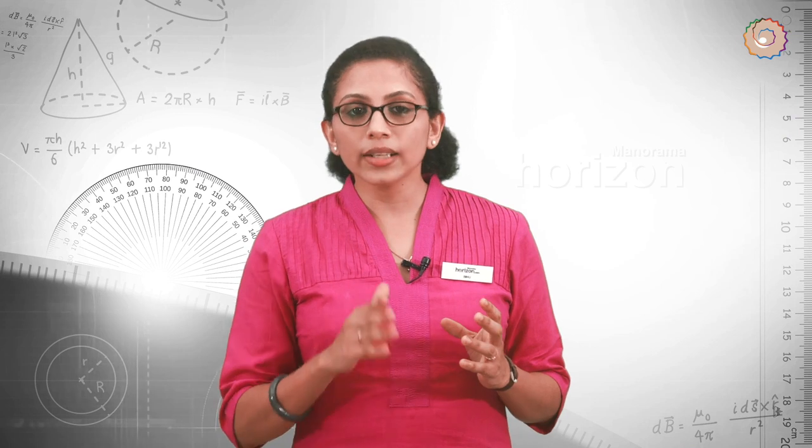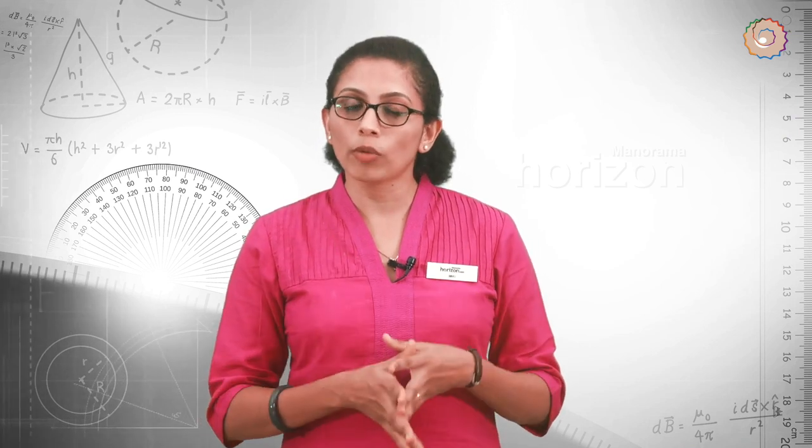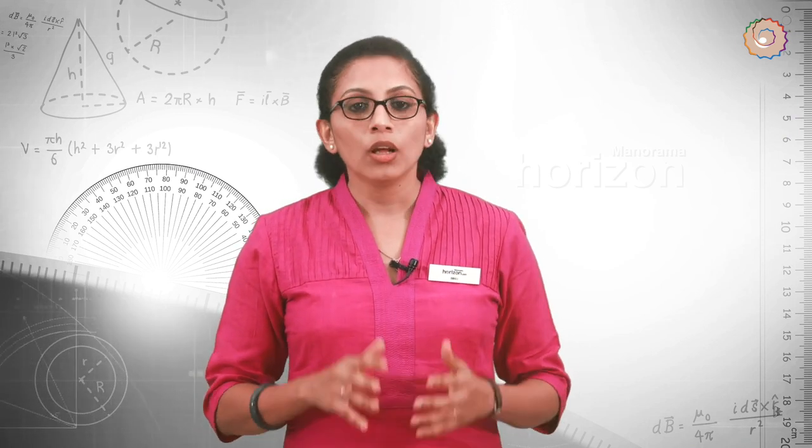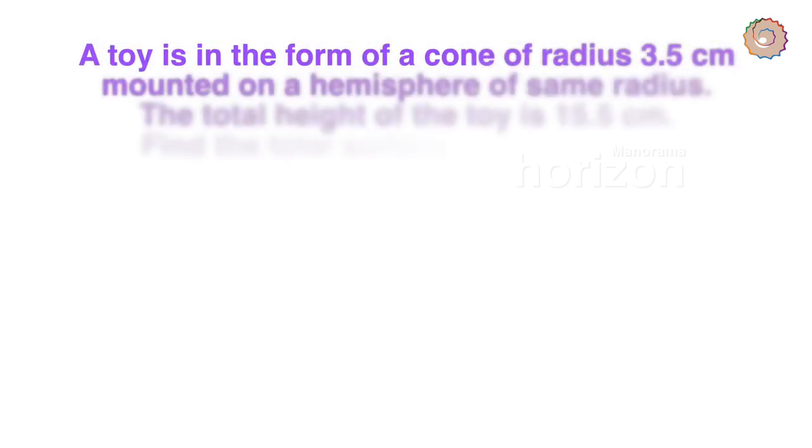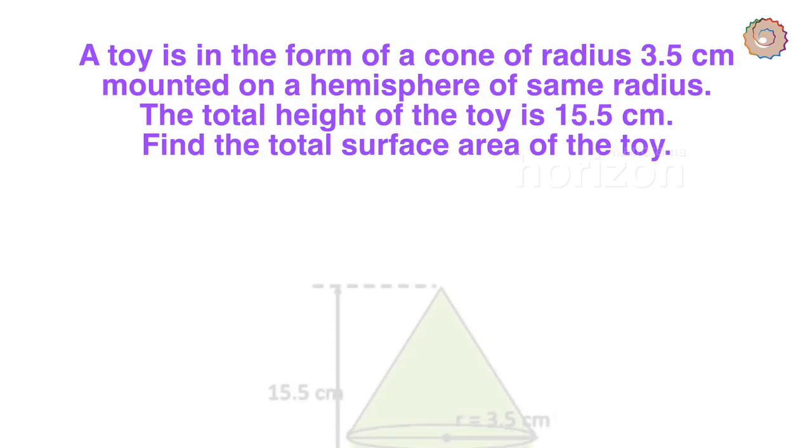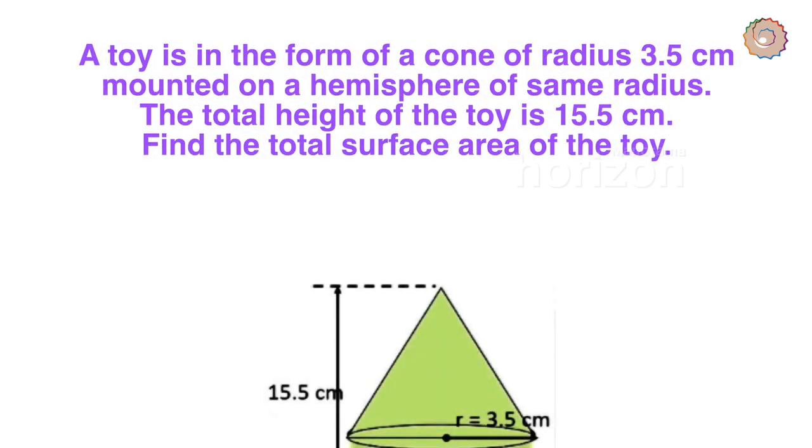Let's see another example in the form of a problem for better understanding. Problem. A toy is in the form of a cone of radius 3.5 cm mounted on a hemisphere of same radius. The total height of the toy is 15.5 cm. Find the total surface area of the toy.